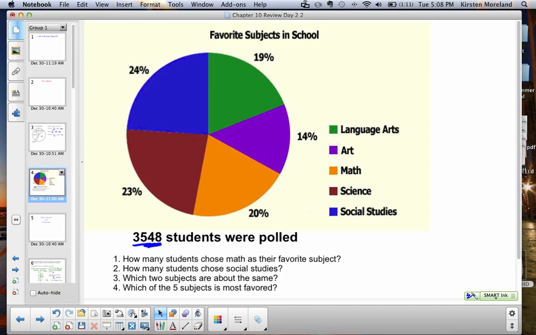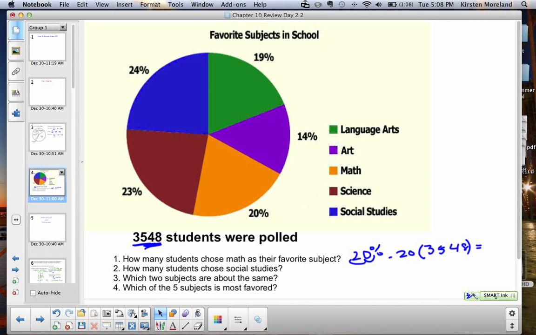The key is that 3,548 students were polled. First I want you to pause the video and see if you can figure out how many students chose math as their favorite subject. When we're calculating this, we take the percentage, which is 20%, and we convert it to a decimal by moving the decimal two places to the left. So I get 0.2, and I want to multiply by the total, which is 3,548.